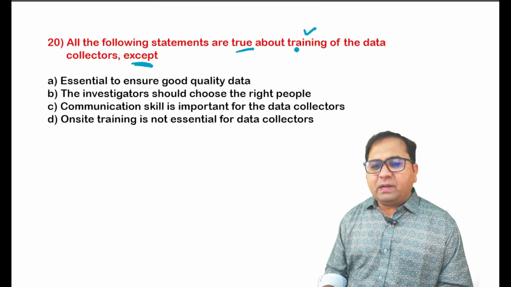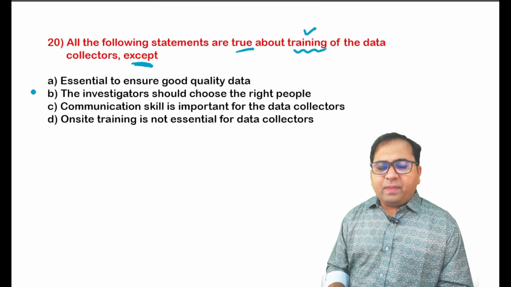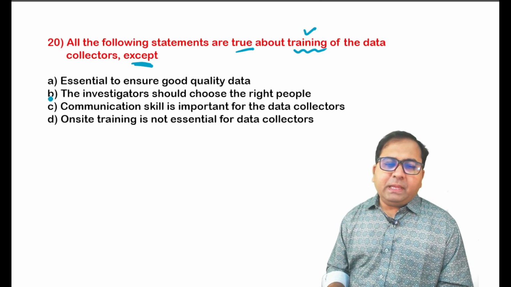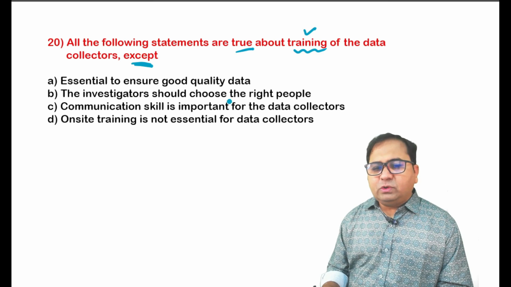Next, all of the following statements are true about training of the data collectors except, now we are speaking about the training of the data collectors. The options they gave are A, essential to ensure good quality data. B, investigators should choose the right people. Or C, communication skill is important for the data collectors. Or D, on-site training is not essential for the data collectors.